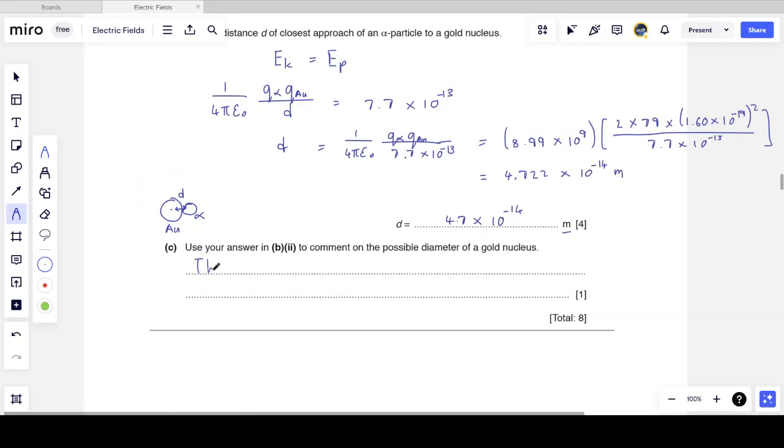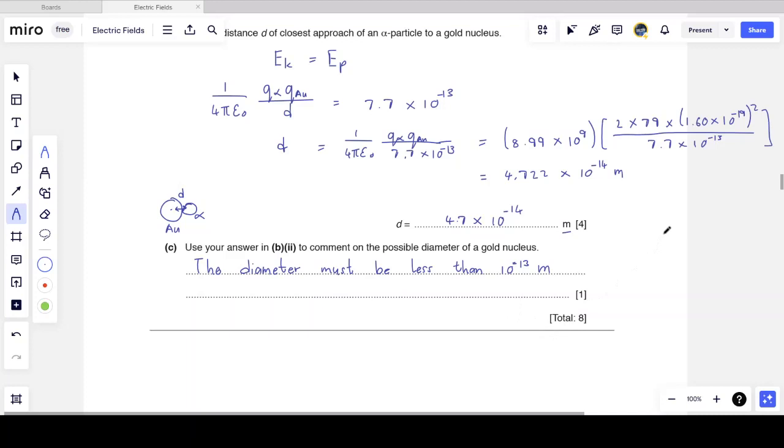So what we can say is that the diameter, to be concise, must be less than 10 to the minus 13 meters. Note that we can't get an accurate figure for how big the nucleus is, but we at least know that it has to be less than 10 to the minus 13 meters. And so anything smaller than that will be like our value calculated.